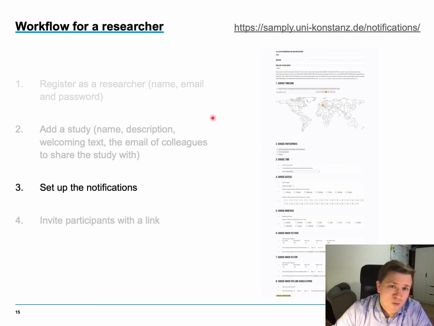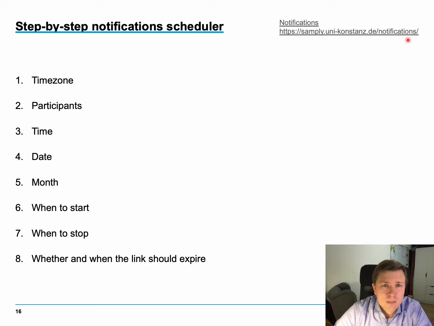The next step will be to schedule notifications. Please proceed to the tab called Notifications. To schedule a notification, we will have to make a couple of decisions. And it's like building blocks that you can put together and can tweak each part separately. Basically, you have choices to whom to send notifications, when to send them, and when the link should expire.